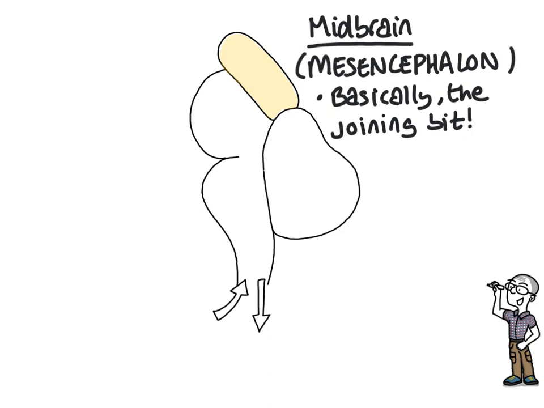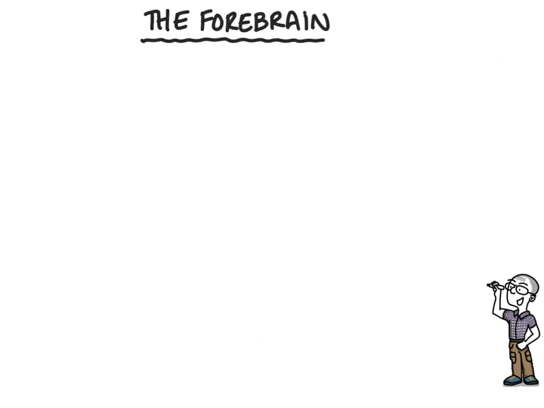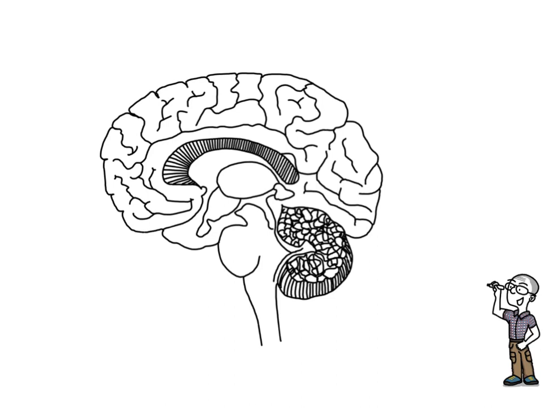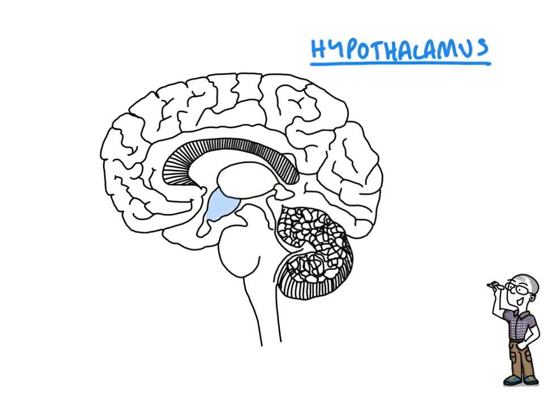It's concerned with functions of hearing, motor control, sleep-wake arousal, and temperature regulation. The forebrain contains many of the important structures that we will come across in other bits of the course. For example, the thalamus is essentially a relay station for all the information going to the cortex for processing and all the instructions going to the rest of the brain and the body from the cortex. The hypothalamus, literally meaning underneath the thalamus, is central to everything we do.